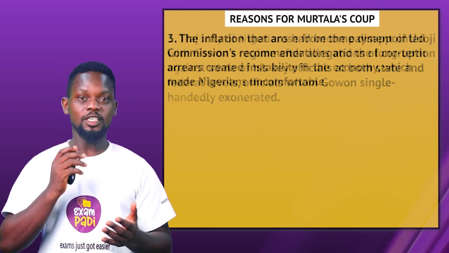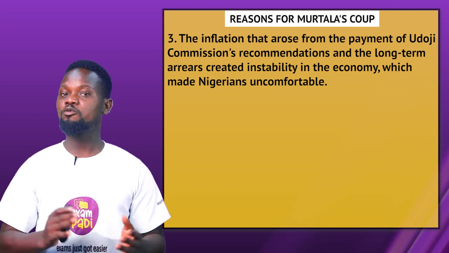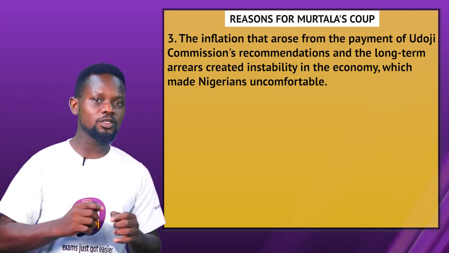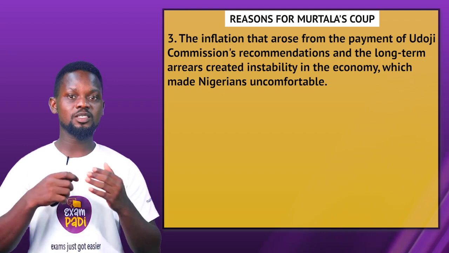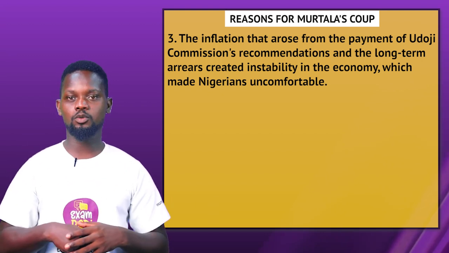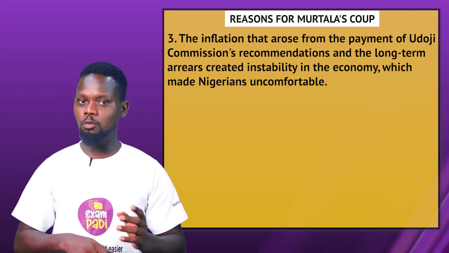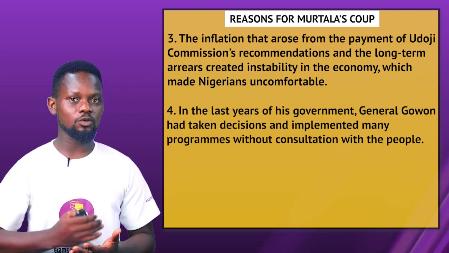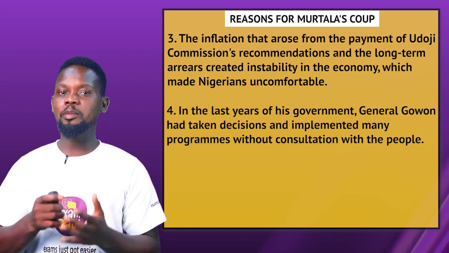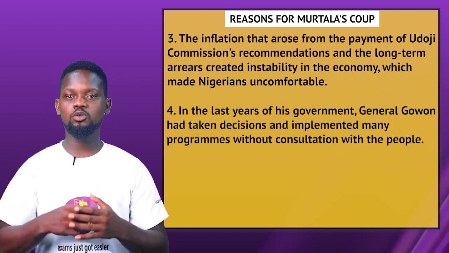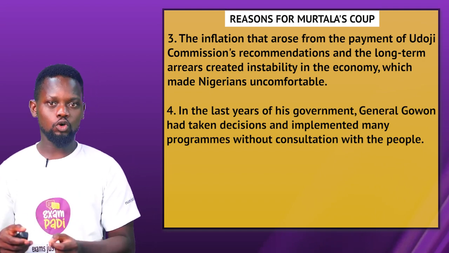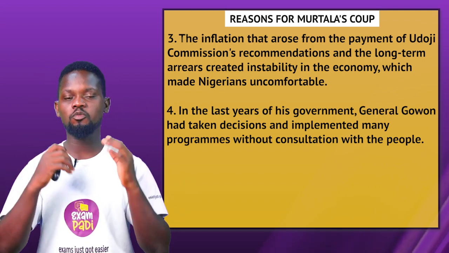Number 3. The inflation that arose from the payment of Udoji Commission's recommendations and the long-term arrears created instability in the economy, which made Nigerians uncomfortable. Number 4. In the last years of his government, General Gowon had taken decisions and implemented many programs without consultation with the people. What then was the structure of Murtala Obasanjo government?